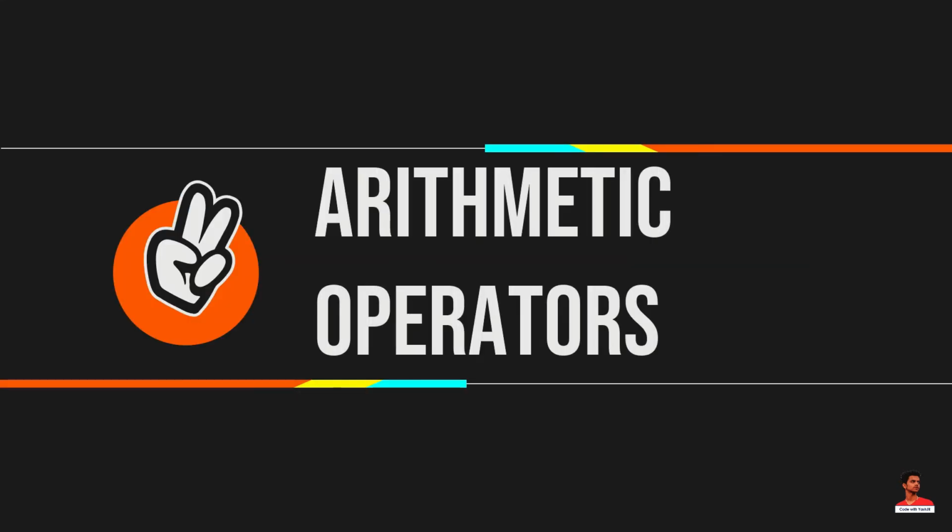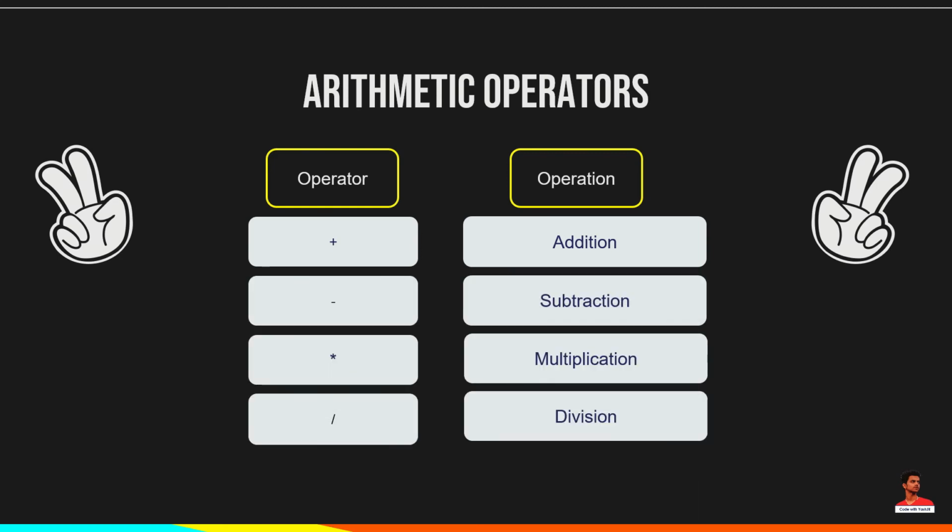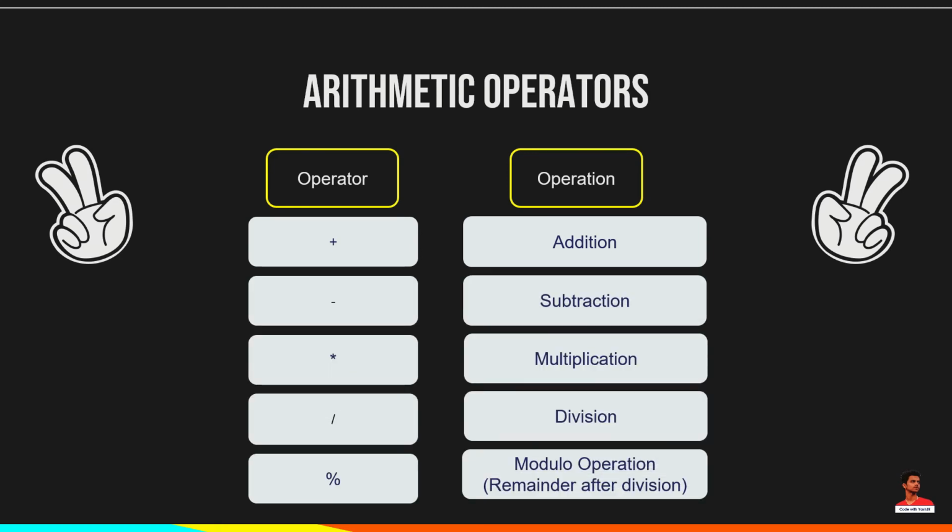Arithmetic operators are used to perform arithmetic operations on variables and data. Java arithmetic operators are used to perform addition, subtraction, multiplication, and division. They act as basic mathematical operations.